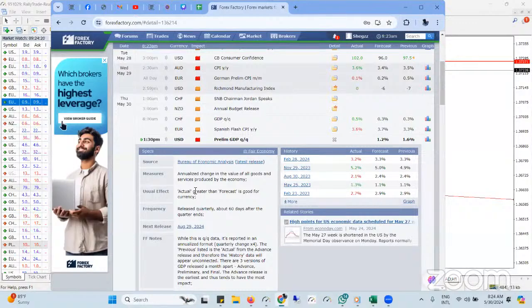Now, we all know that GDP is as important to any economy as possible. It is the annualized change in the value of all goods and services produced by the economy. A green will favor the dollar, since the currency we're focusing on here is the US dollar, and a red will not favor the US dollar. So if the actual report comes out green, you can place a buy on the dollar. And if the report comes out bad, you can place a sell on the dollar.